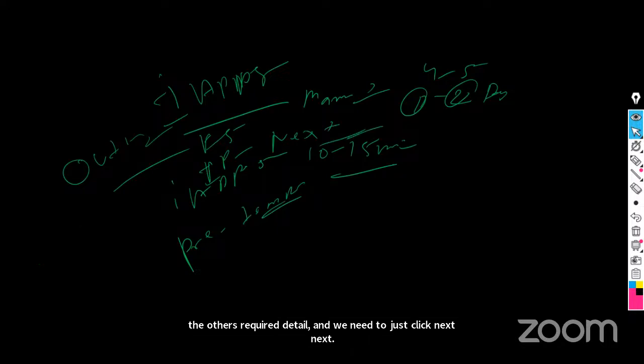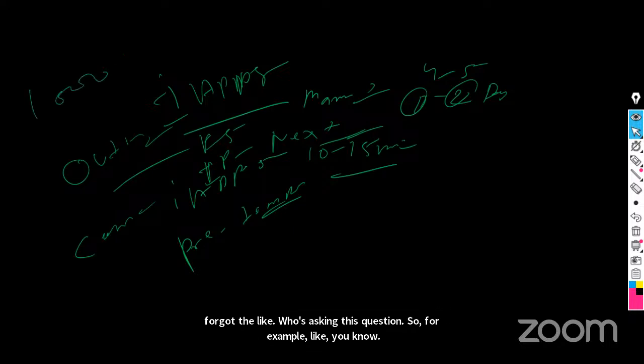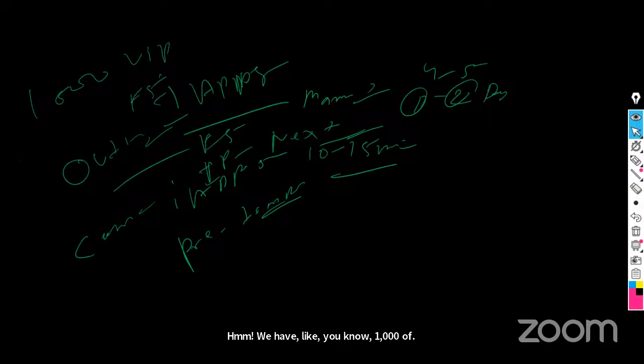We will also discuss the command line, if we need to check something. For example, we have 1,000 VIPs on the F5, and here, for example, we need to upgrade the F5.